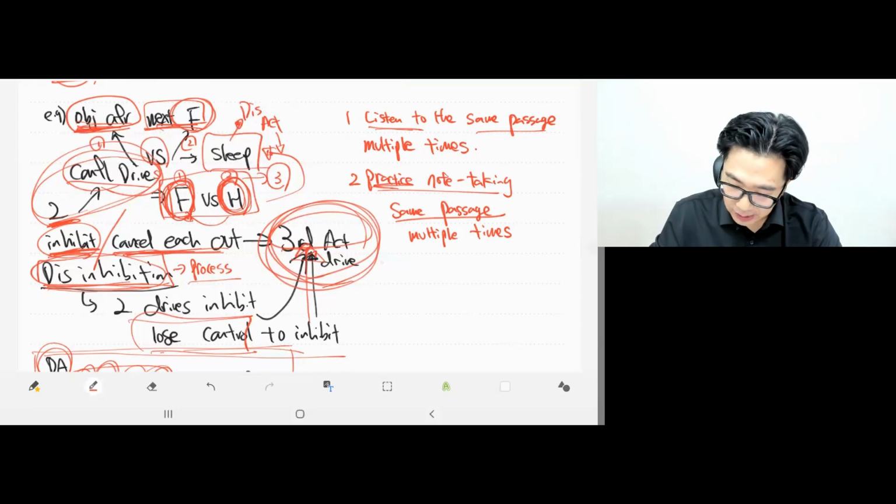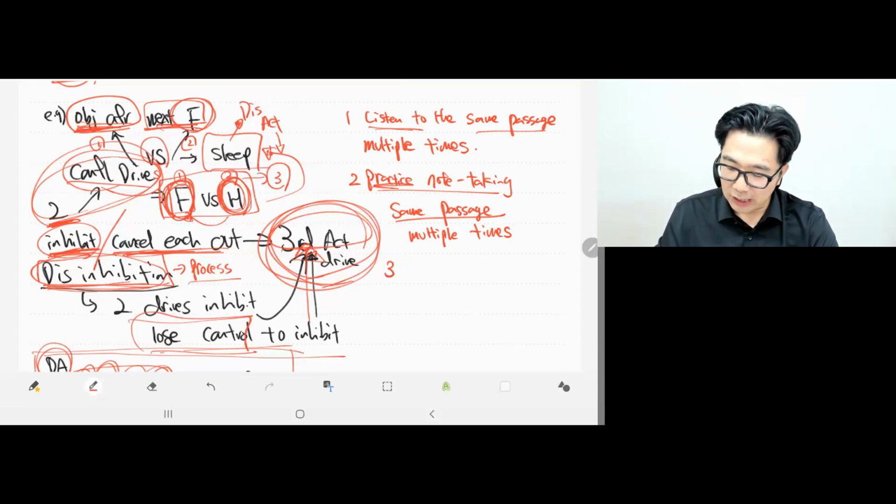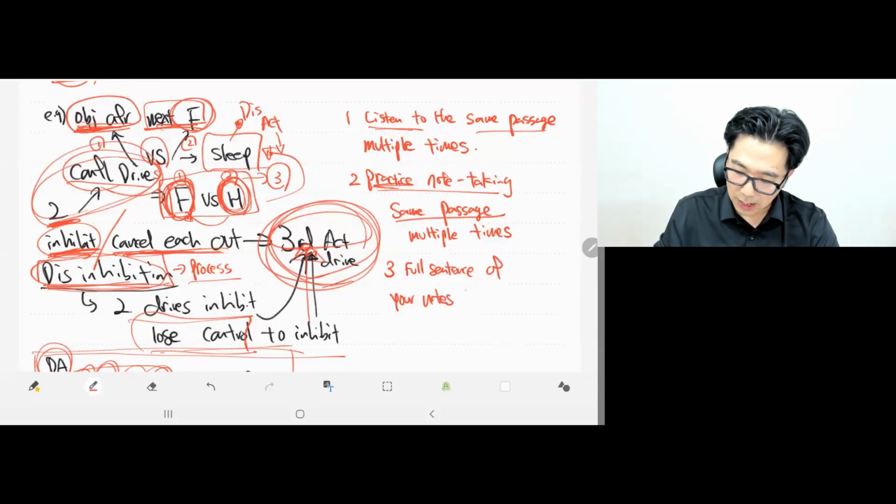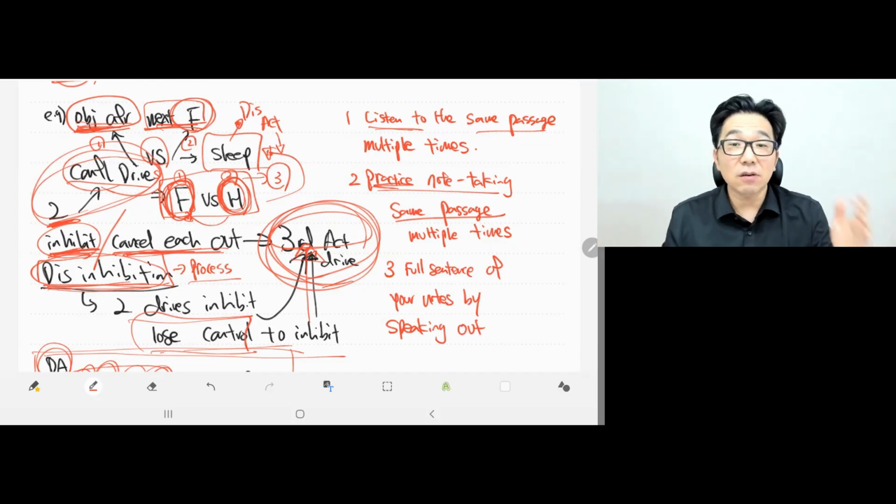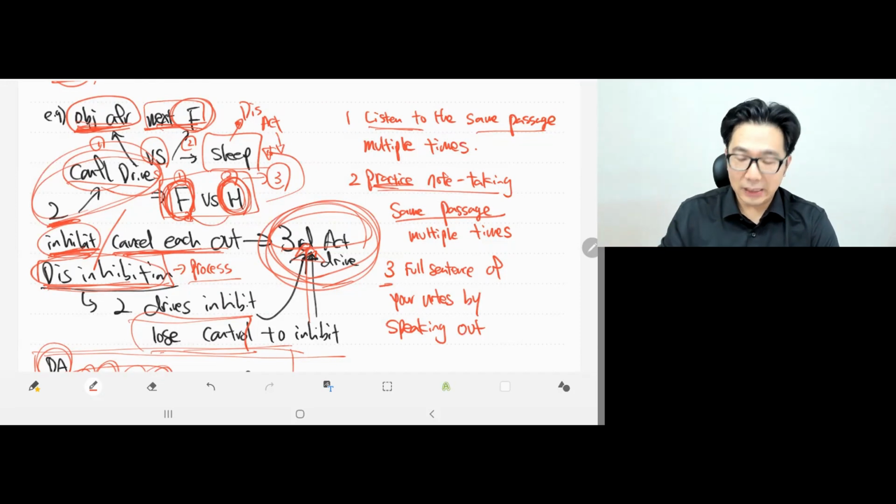All right. And number 3, as you know, you really need to make the full sentence of your notes by speaking out aloud. Okay, I know this is difficult, but if you try all 3 things, especially the third technique as well, then you're going to improve tremendously. You're going to really improve dramatically.